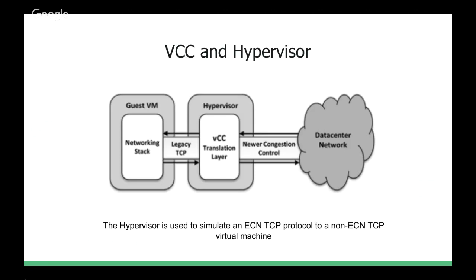We have a data center on the right and a guest virtual machine on the left. In the middle is the implemented hypervisor. We can see the VCC translation layer inside of it. The legacy systems only communicate between the hypervisor and guest virtual machines, which enables translation between non-ECN machines and the data center. The data center controls the congestion control algorithm, which is sent to the VCC translation layer. The VCC can then modify the previous congestion control algorithm and change it to a new one.